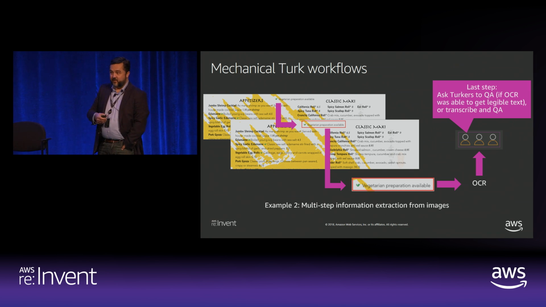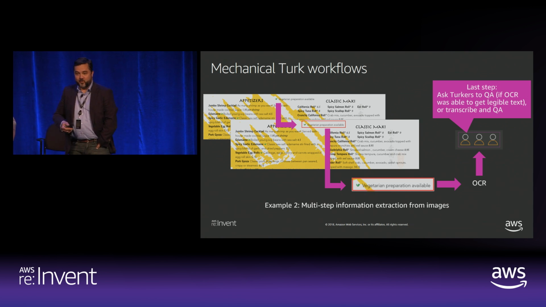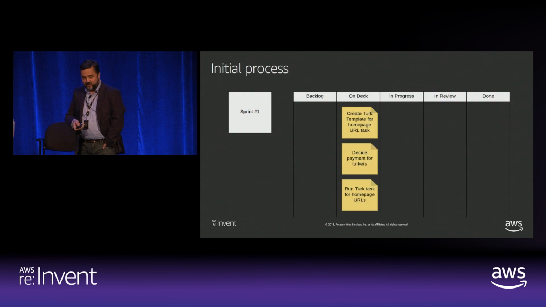And if we can get legible text out of that, then we're good. If we can't, then we go through another Turk workflow and ask them, hey, here's an image with some text on it. Can you please type the text that's in this image? You can transcribe this for us. And it works really well.